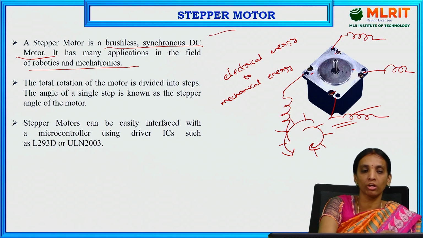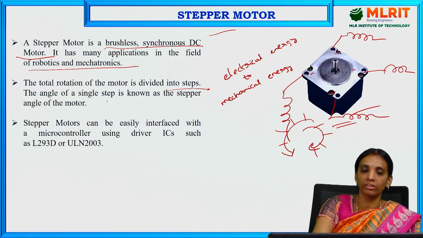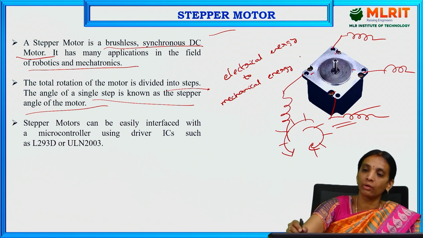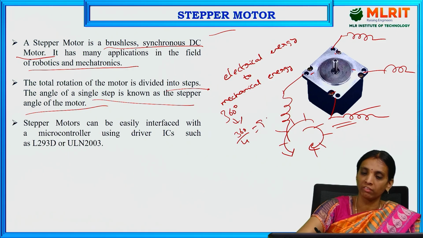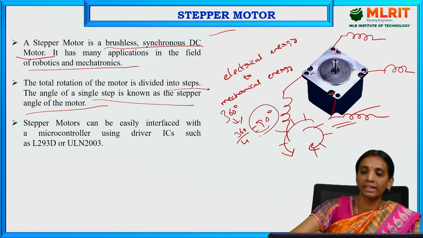The total rotation of the motor is divided into steps, and the angle of a single step is known as the step angle of the motor. The entire rotation is 360 degrees. If it is divided by 4, we get 90 degrees. That means the rotation of the stepper motor with respect to the previous winding is 90 degrees.